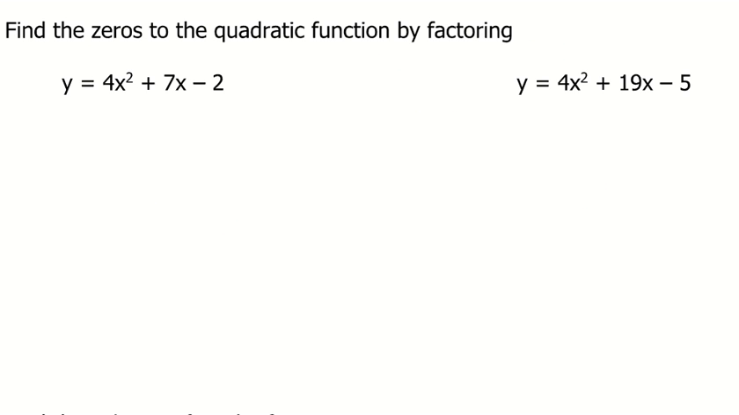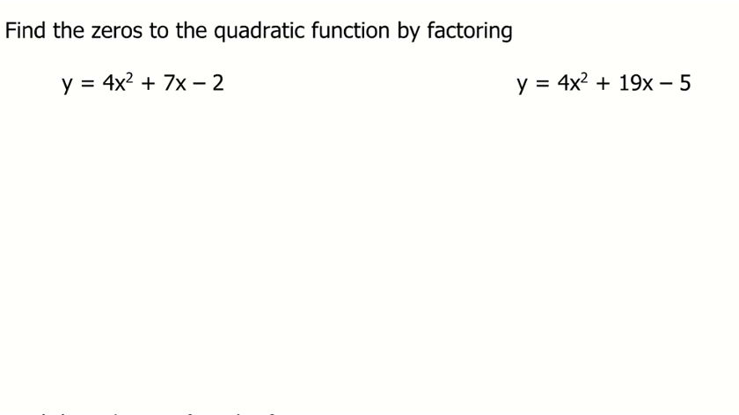All right, I'm going to do the one on the left for you, and then I'm going to have you do the one on the right. Although they're very similar. Again, we think, is there a greatest common factor? It's always the first question we ask ourselves when trying to factor something. And this one, there is no greatest common factor.